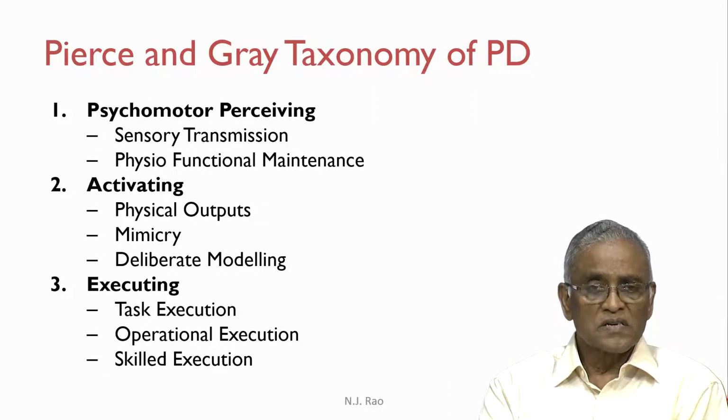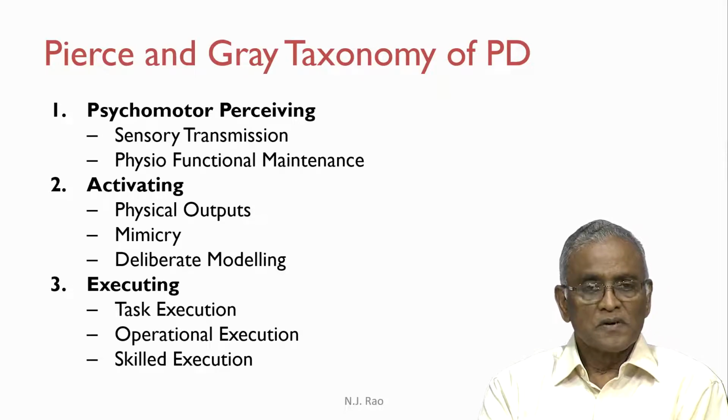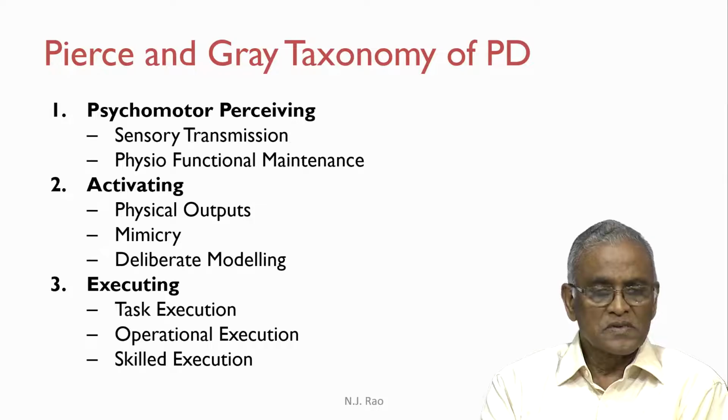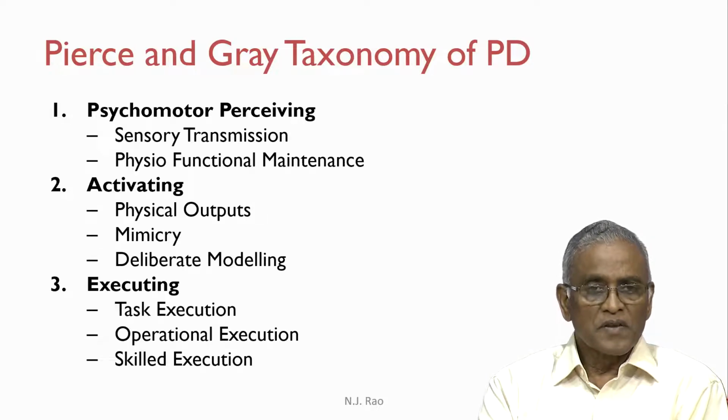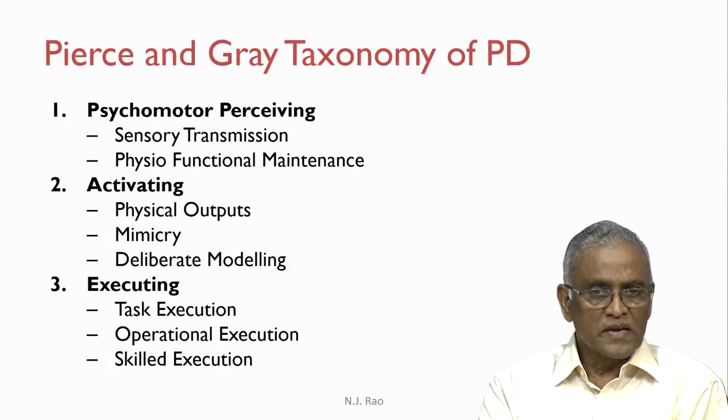First thing is sensory transmission, physio-functional maintenance, then activating the physical outputs. If somebody shows, let us say, how to hold a bat in a table tennis or a tennis game, first you should be able to hold the bat in that position. Then mimicry, somebody shows how to hit a ball. He shows different movements in that depending on how the ball is coming. So you mimic that action.